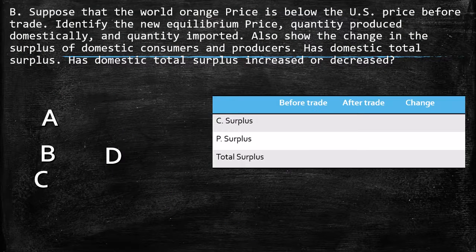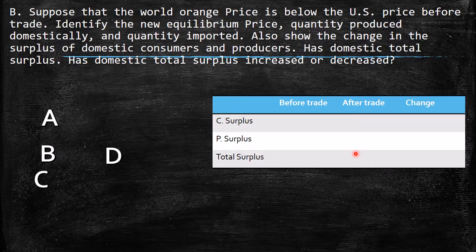Okay, so the B says, suppose that the world orange price is below the US price before trade. What does it mean? Basically, remember, we have to have this concept really clear. When the price is below the US price, it means that internationally the price is lower. So it means that it's better to buy from the international market, given the price which is lower.